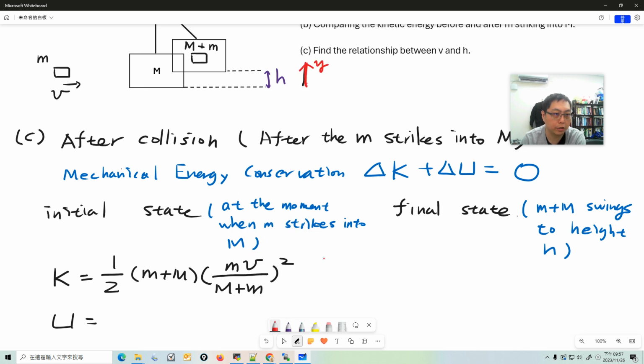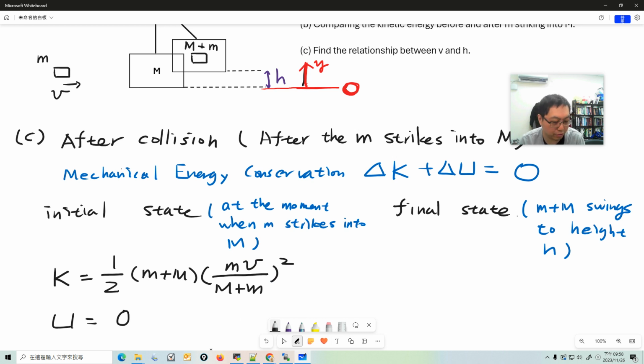I suppose this is the y direction. Moving h, and here is our zero, the origin. At the moment when the bullet m strikes into the capital M, it doesn't change the position that much, so it stays in this horizontal line, so the potential energy is zero, because we set the origin here as zero: mg times 0.